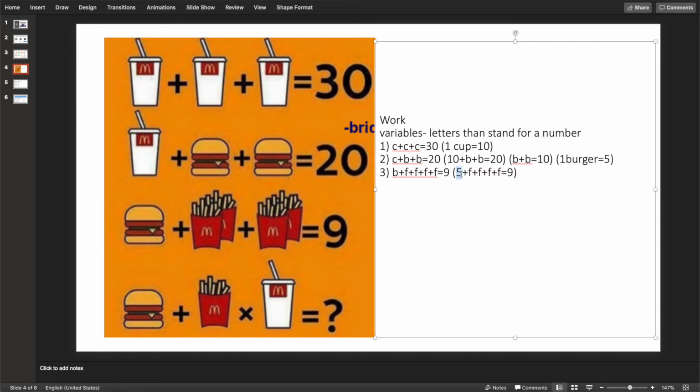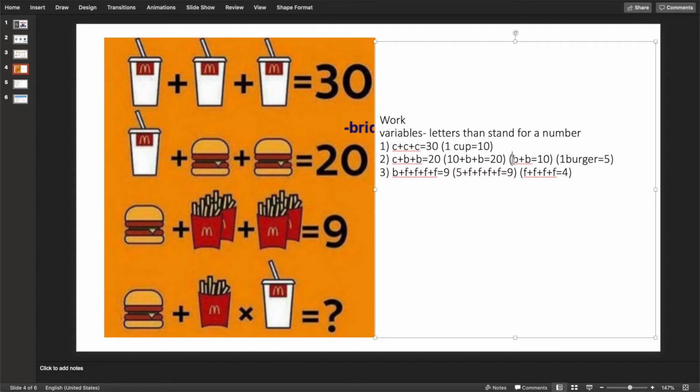So if I get rid of this 5 over here, what do I need to do over here? Good, I need to subtract it. So basically that leaves me with fry plus fry plus fry plus fry equals, what is 9 minus 5? Good, 4. All right. Now, let me look at this. Okay, I have 4 of the same number being added together to equal 4.